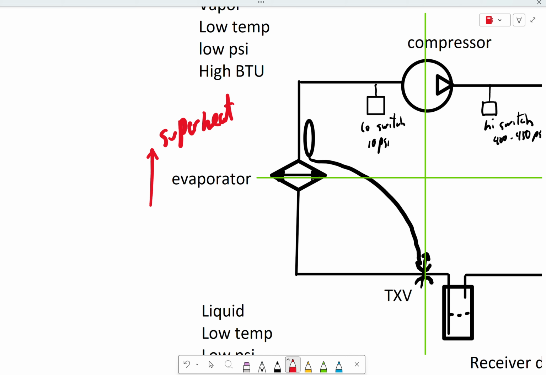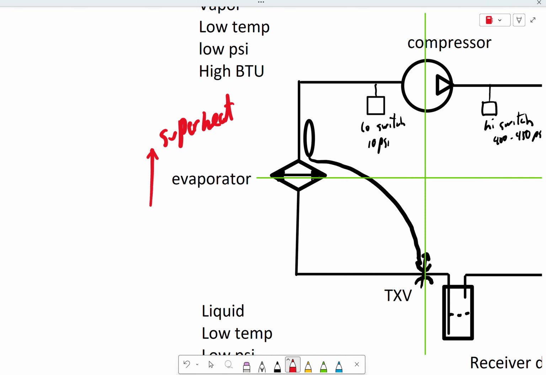Depends on the system. If you're thinking in Celsius, probably somewhere 2 to 5 degrees Celsius maybe. In Fahrenheit, probably somewhere around 10-ish degrees Fahrenheit, give or take a bit. Okay. You want a little bit of superheat. And it has to be enough that you can measure so that the TXV can respond.